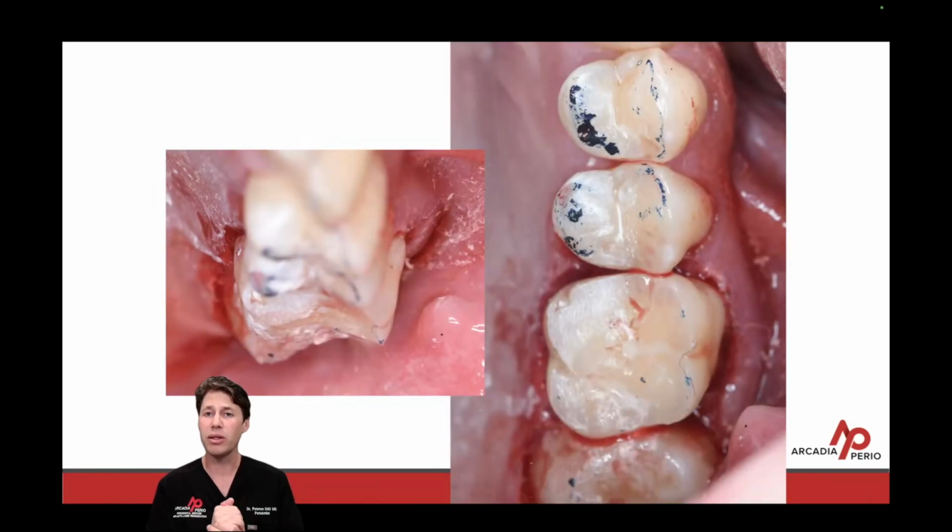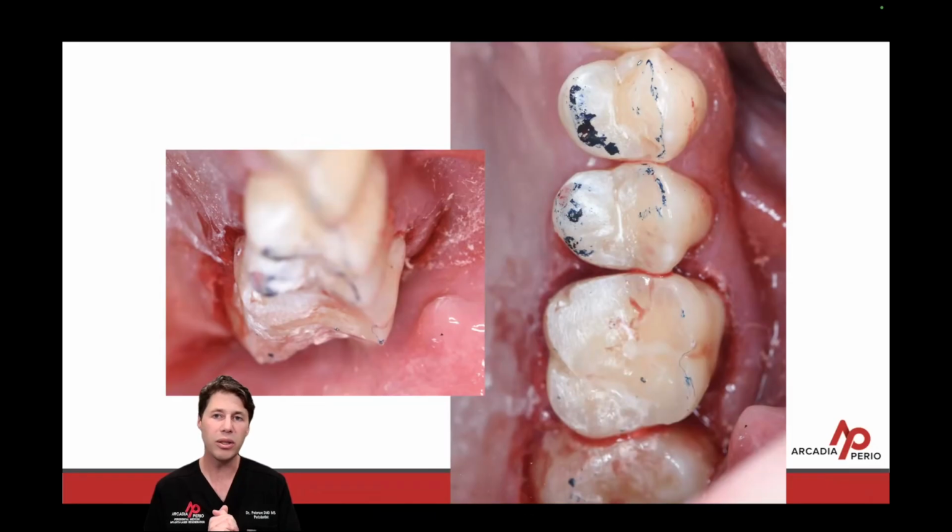So here's what our treatment looks like with this tooth tested vital to cold. I was still questioning my vitality testing, so I even sent this over to the endodontist to further confirm my suspicion that this tooth was vital. So there is no endodontic issue involved with this tooth.